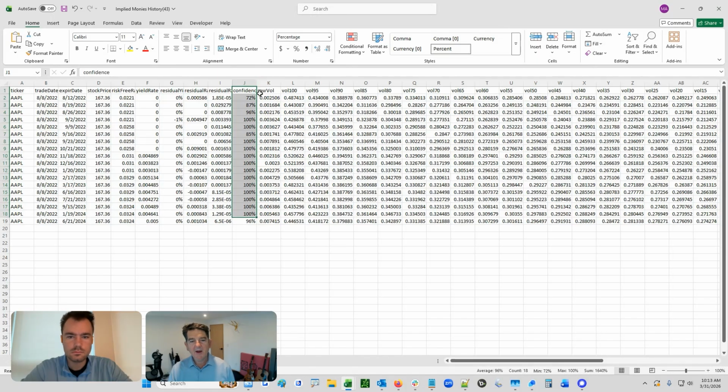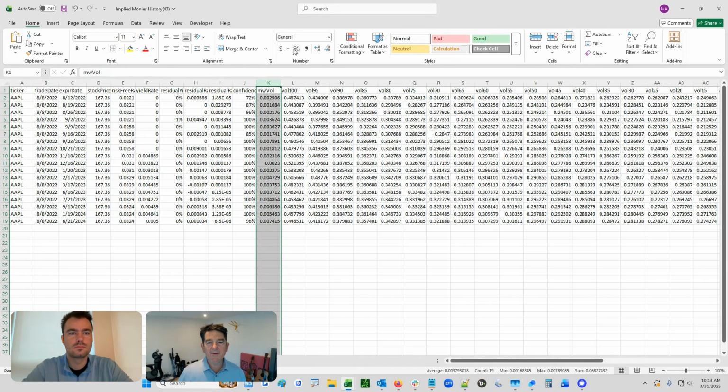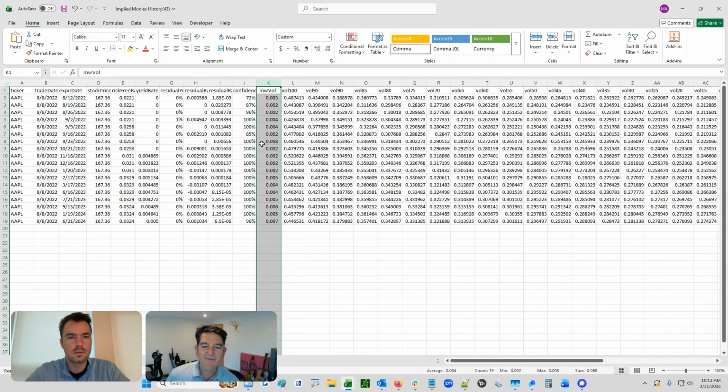And then how wide the market is in terms of volatility, it's very tight. Very, very tight in vol points.